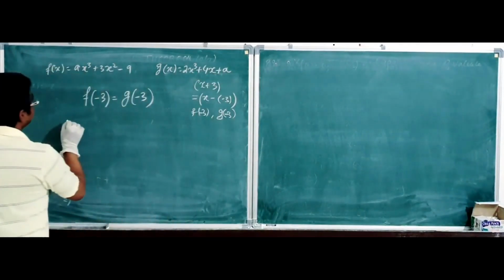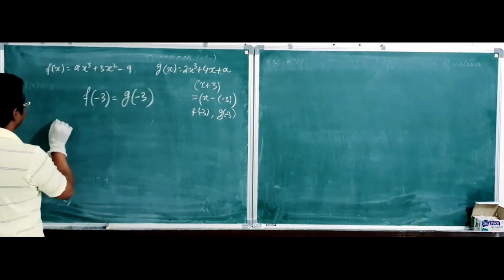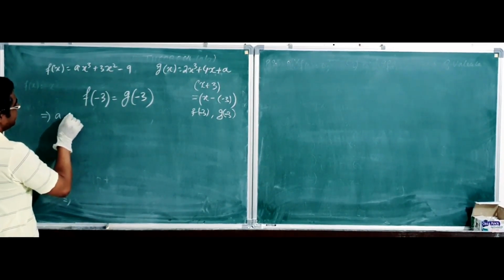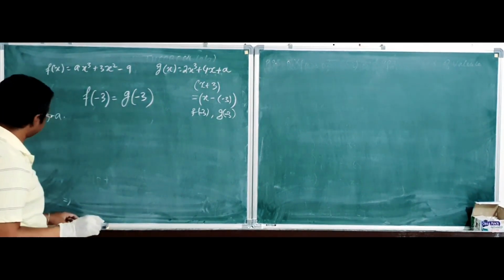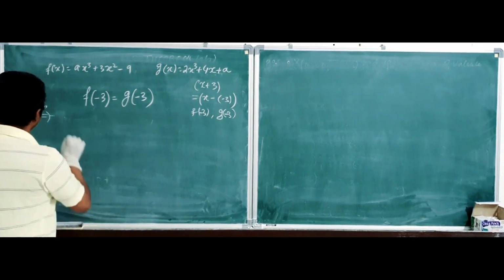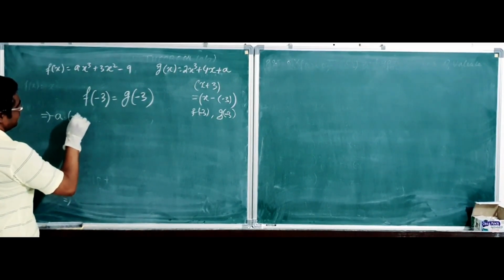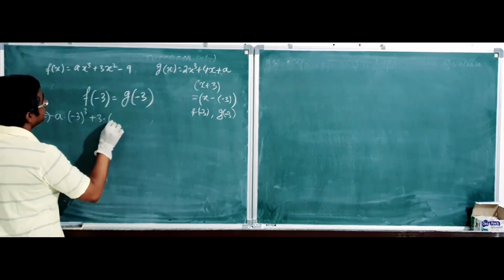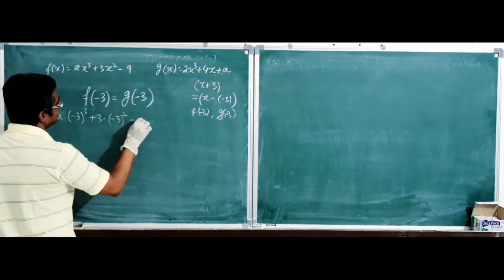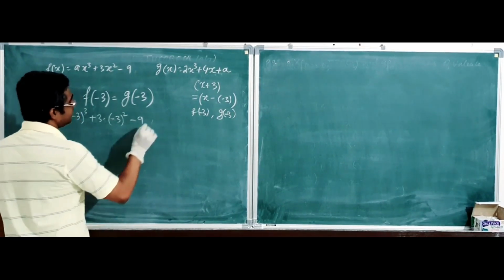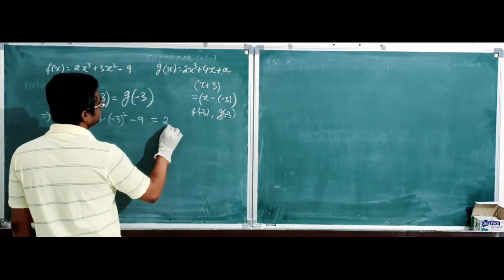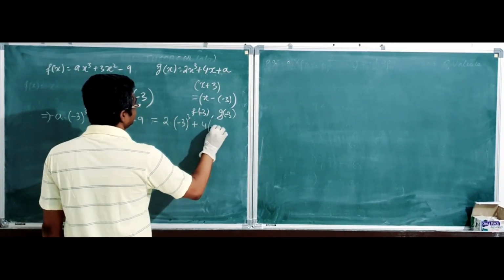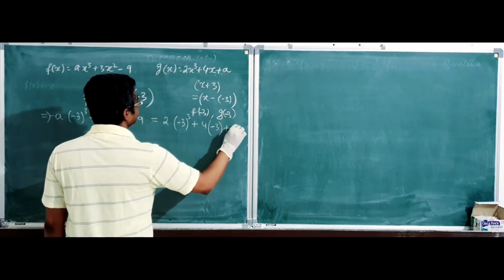So first of all, we have to find out a in this case. So a into minus 3 whole cube, plus 3 into minus 3 square minus 9, is equal to 2x cube, that is 2 into minus 3 whole cube plus 4 into minus 3 plus 8.